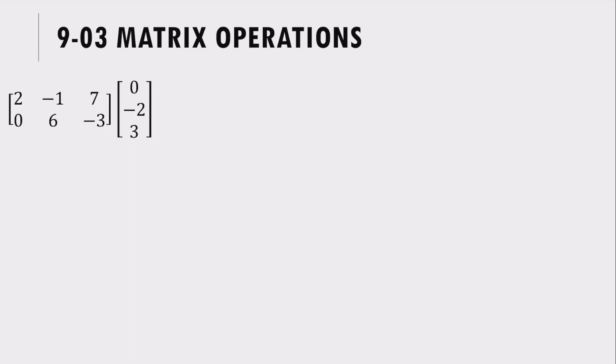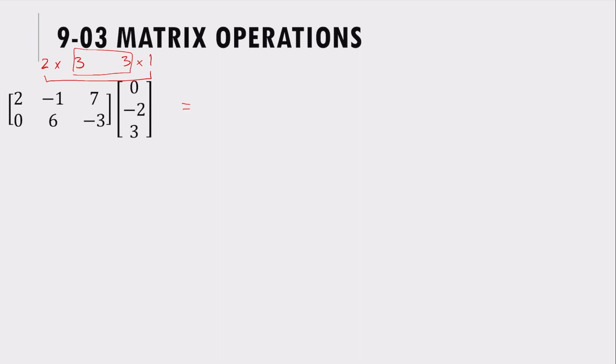Let's try multiplying these two matrices. First of all, see if you can. The first one has 2 rows by 3 columns. The second one has 3 rows by 1 column. The middle is the same, and the result will be a 2 by 1.